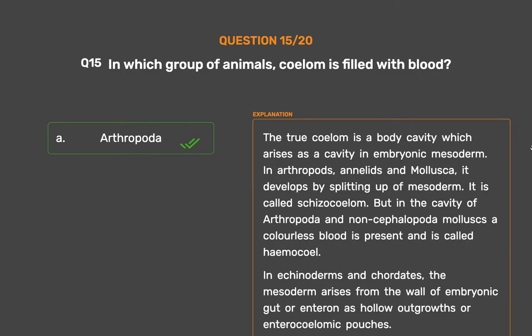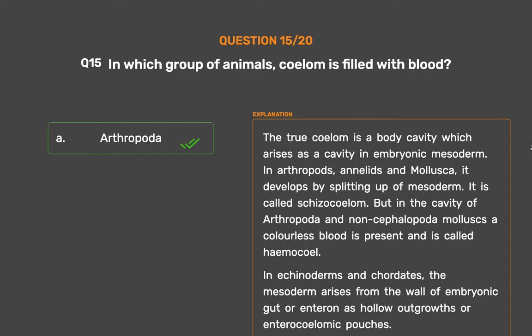Arthropoda. The true coelom is a body cavity which arises as a cavity in embryonic mesoderm. In arthropods, annelids and mollusca, it develops by splitting up of mesoderm. It is called schizocoelom. But in the cavity of arthropoda and non-cephalopoda mollusks, a colorless blood is present and is called hemocoel.